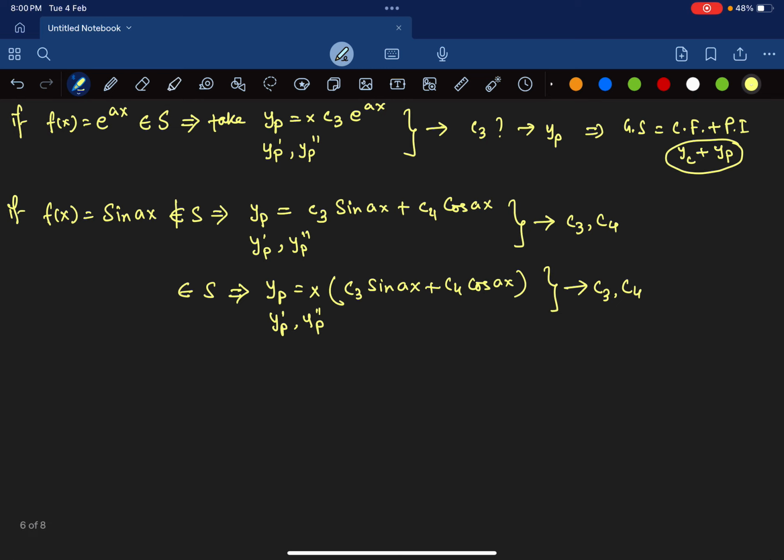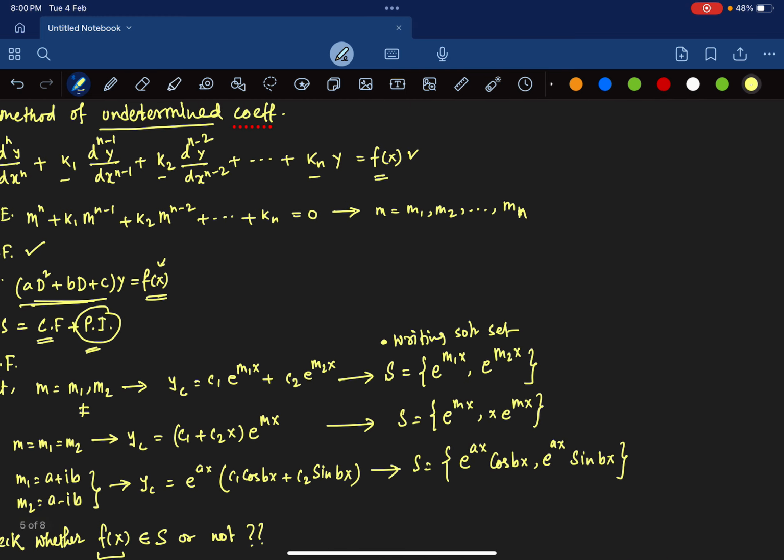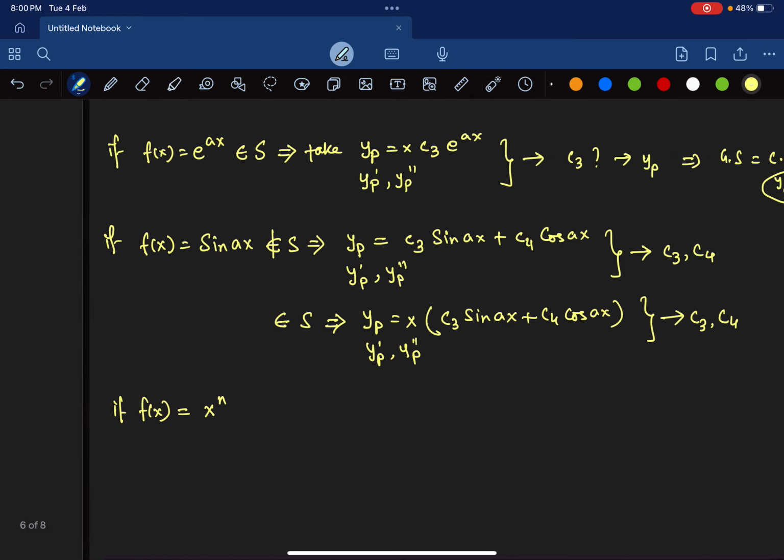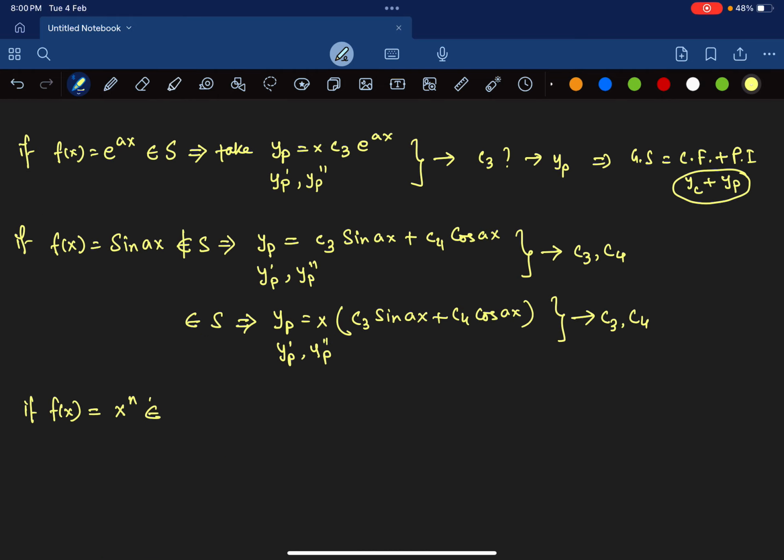Now similarly, if f(x) is suppose some polynomial function, say x^n, it is not possible that this algebraic function is in the solution set. It is not possible, because based on the nature of m, we get three cases. Go back to the previous slide: it can be this situation or this one or this one. Explicitly, polynomial functions are not involved in the solution set. So this one obviously does not belong to the solution set.